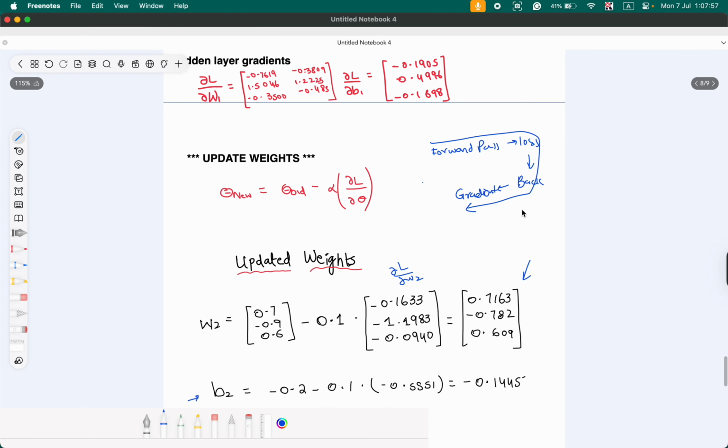And after repeating this many times with enough data, the model slowly learns. The weights settle into values that give us accurate predictions without memorizing the data. And this is what makes neural networks so powerful. They learn from examples just like we humans do.